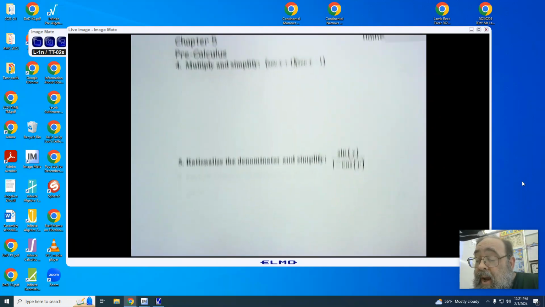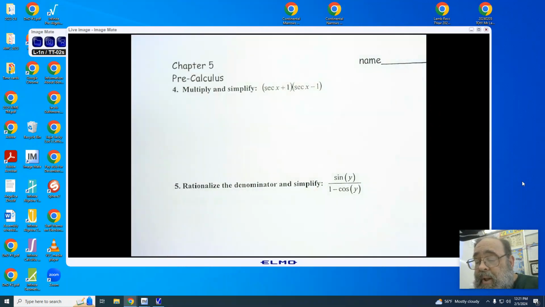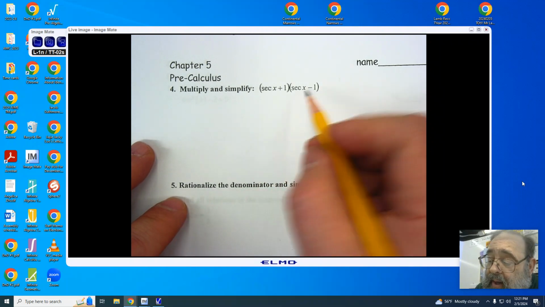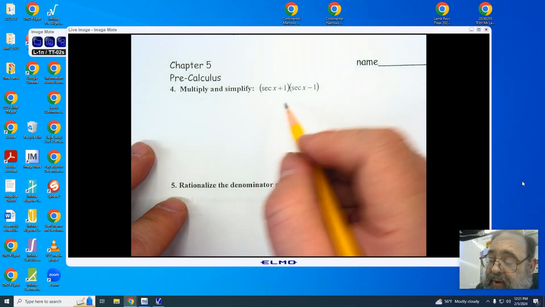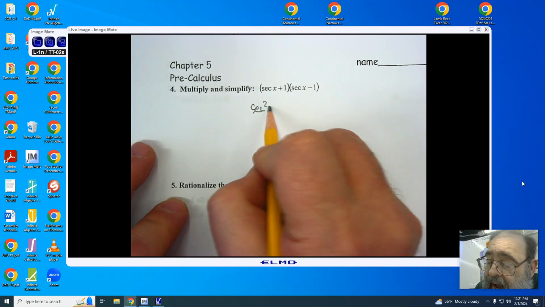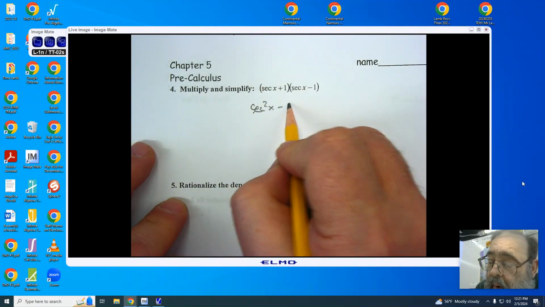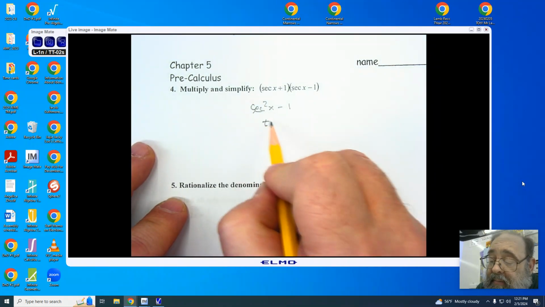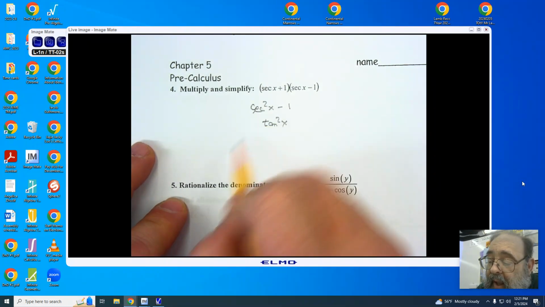Moving to number 4, I'm asked to multiply and simplify. Please don't make this any harder than it has to be. Simply FOIL. If you need to, use the U substitution, but it is a difference of squares, secant squared of x minus 1. This is our tangent squared of x, and that is my answer.